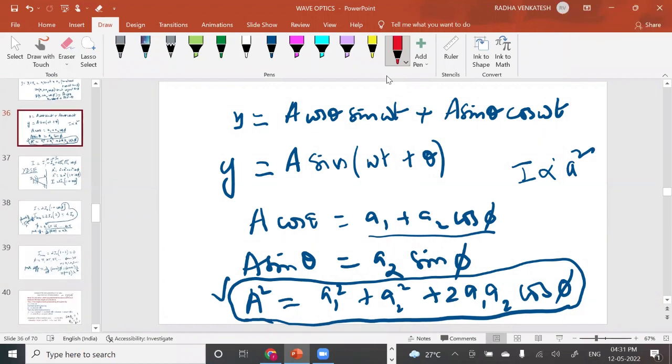So the resultant amplitude by the superposition principle is going to be A squared equals a1 squared plus a2 squared plus 2 a1 a2 cos phi. Okay, fine. What is a1 here?